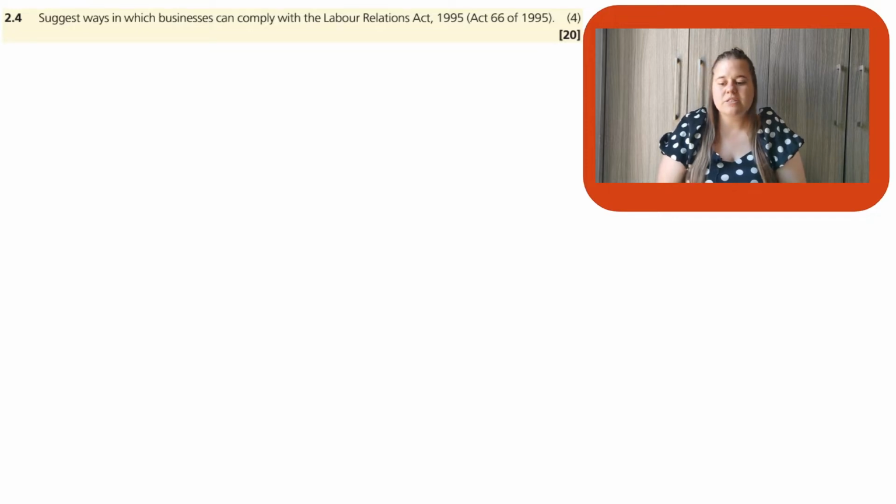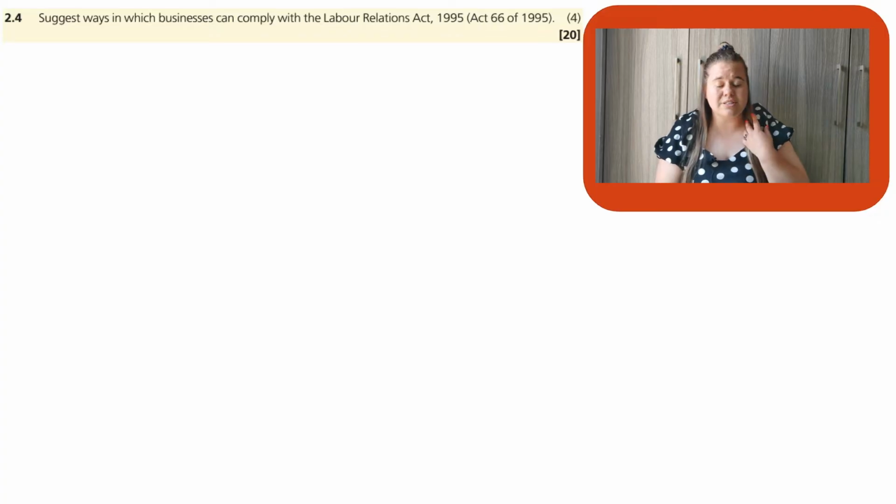Then next one. Suggest ways in which a business can comply with the Labour Relations Act. Be very careful for that suggesting word. I find a lot of students, there's 3 of them. They're like a little trio, if we must. There's suggest, recommend, and advise. When we are asking those 3, it is not your own words, as you know with business studies. So it needs to be according to the textbook.